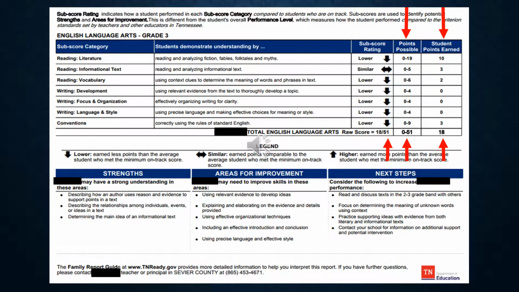The next column shows how many points were available for the reporting category, and the last column shows how many points the student earned. This is useful to determine power standards for teaching, possible interventions for the student, and areas to focus on PLCs and professional development. The lower part of this chart shows the total points the student scored compared to the total available points.